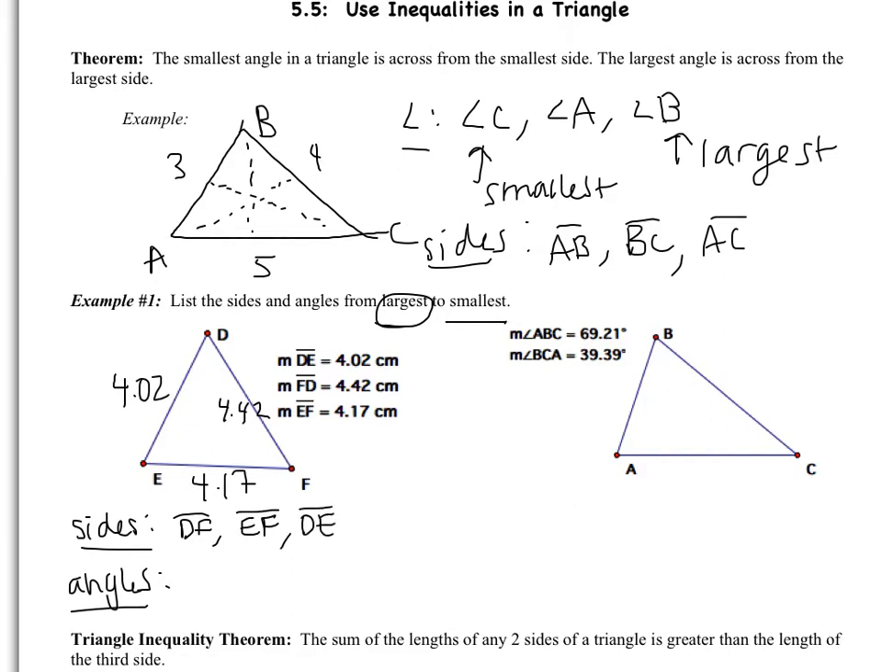Okay, now for the angles. The largest angle is located across from the largest side. If I go to the largest side, the angle across from it is angle E. The middle side, the angle that's across from it is angle D. And then the last one that's left is angle F. Okay, take a minute, pause the video, and try the second part of example 1 on your own. When you're finished, come back and we'll go over it together.